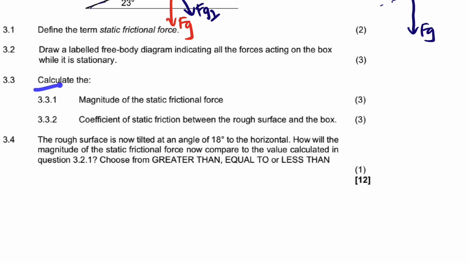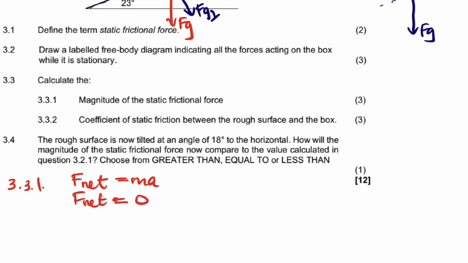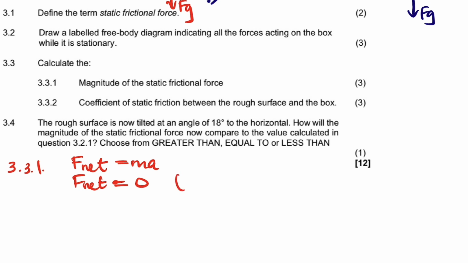Now let's go to 3.3. 3.3 says calculate the magnitude of the static frictional force. Let's write here 3.3.1. Since the object is not moving and it's stationary, that means the acceleration is 0, and therefore the F net is 0. So you say F net is equal to ma, right? And then we say F net is equal to 0 because the acceleration is 0.